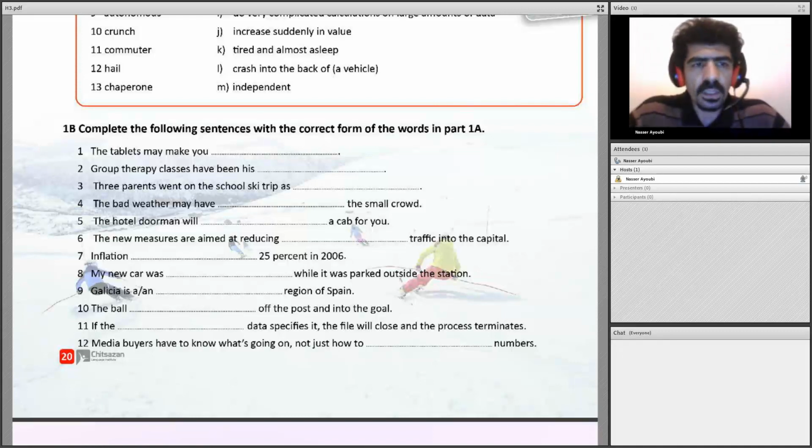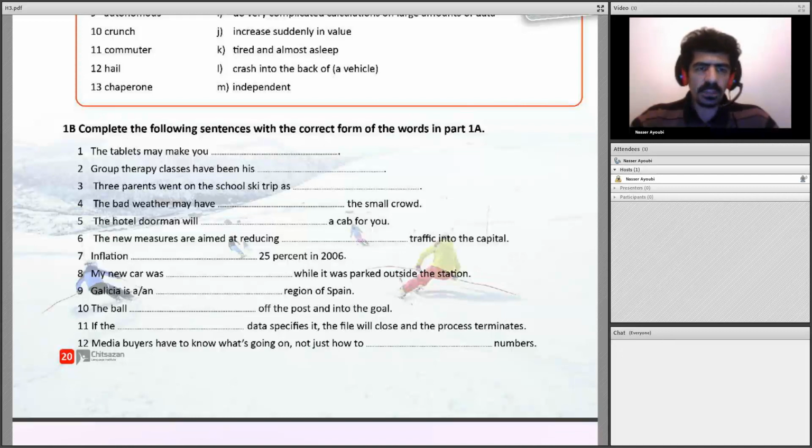Number 2. Group therapy classes have been his salvation. This means group therapy classes have been a great help for him. Maybe, for example, we can say group therapy classes have helped him improve or overcome the problem. Group therapy is a kind of treatment where people meet in a group to talk about their emotional problems with a trained doctor or a leader present in the group.